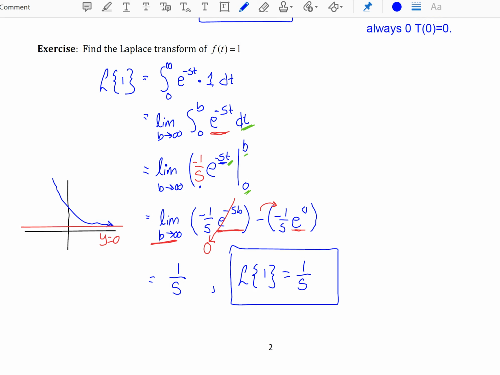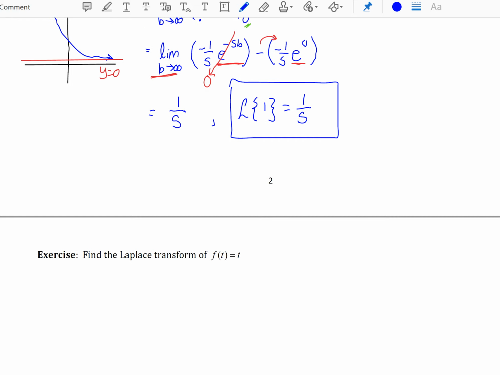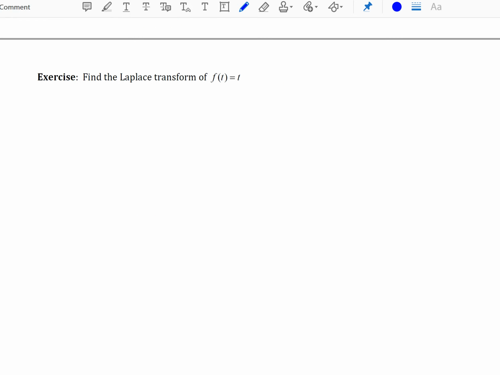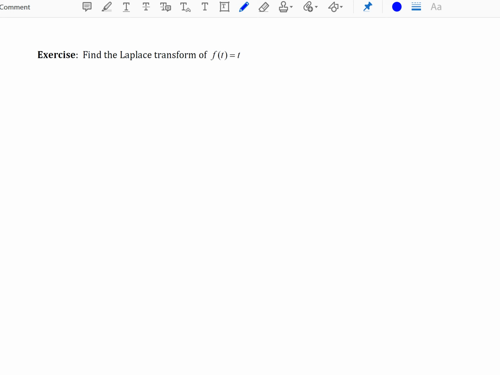Let's look at another example. Find the Laplace transform of f of t equals t. So Laplace transform of f of t equals t. And maybe I should give you a moment here to work out the first couple of steps of your Laplace transform. So if you could pause your video right now, write your integral definition, and look at how to find the antiderivative of that. I'll see you back here in just a moment.